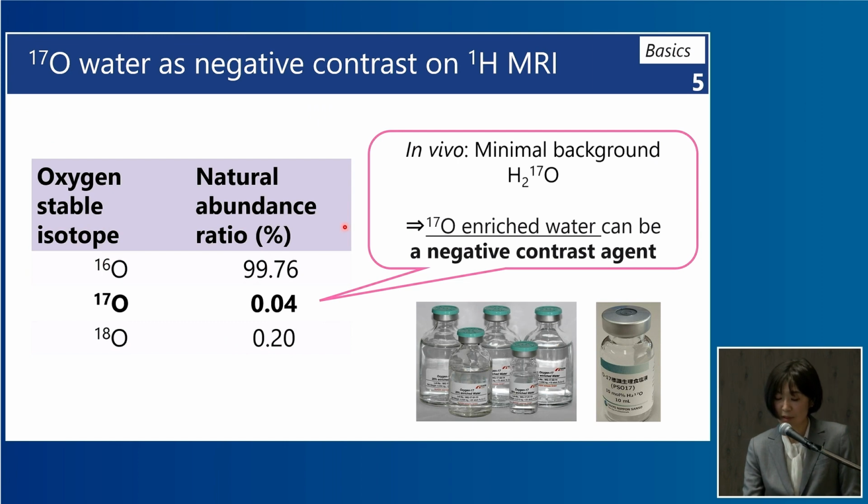The natural abundance ratio of O17 is 0.04%. So in vivo, with a minimal background presence of O17 water, the presence of O17 enriched water can serve as a negative contrast agent.